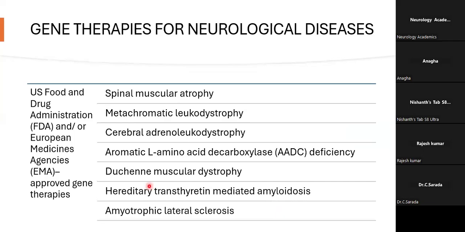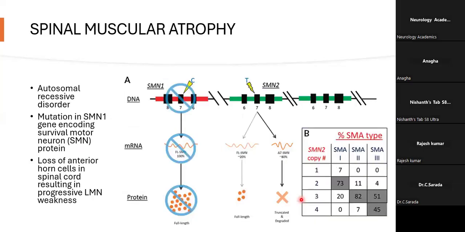Coming to the gene therapies for neurological disease. These are the currently FDA approved gene therapies. These are the diseases for which there is currently approval by the US FDA or the European Medicines Agency. This includes spinal muscular atrophy, metachromatic leukodystrophy, cerebral adrenoleukodystrophy, aromatic L-amino acid decarboxylase deficiency, Duchenne muscular dystrophy, amyotrophic lateral sclerosis, and hereditary transthyretin-mediated amyloidosis. So we'll look into each of these in detail.